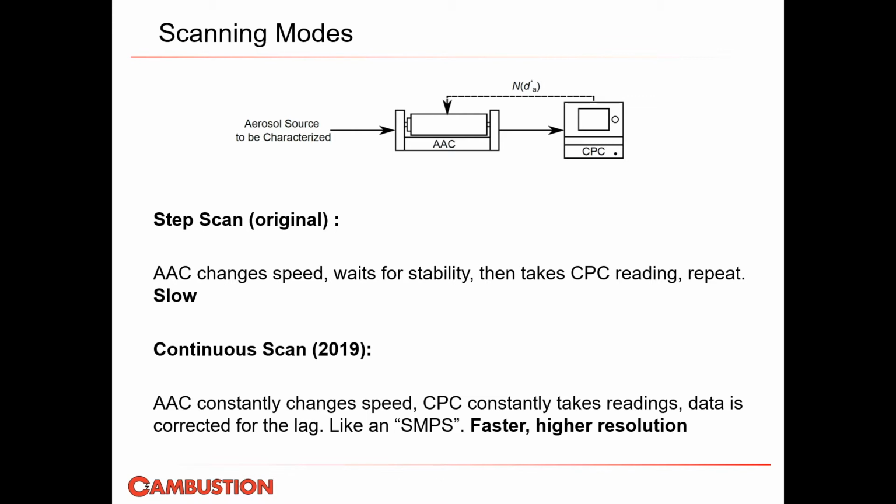In the continuous scanning mode, which was developed last year, the AAC constantly changes speed and the CPC constantly takes readings, and data is corrected for the lag. This is like a scanning mobility particle sizer equivalent. This is faster and has higher resolution.